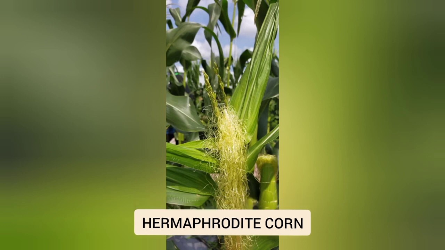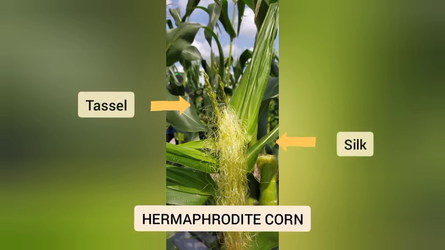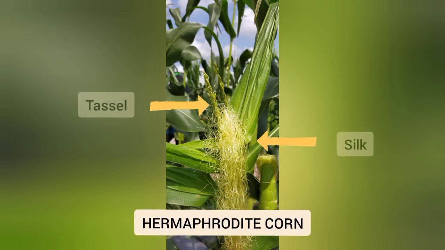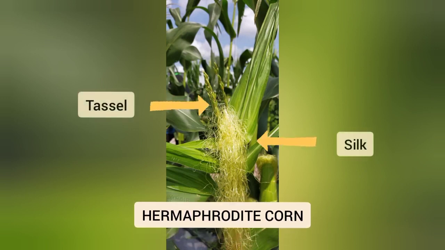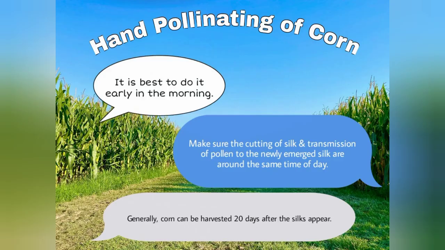Upon conducting this practical, we encountered a unique but not rare condition in corn, which is hermaphrodite corn. It has both female and male reproductive organs. Some important notes in hand pollinating of corn are: it is best to do it early in the morning. Second, make sure the cutting of silk and transmission of pollen to the newly emerged silk are around the same time of day. For example, if you cut the silk at 10 a.m., the next day you must transfer the pollen within the same time.